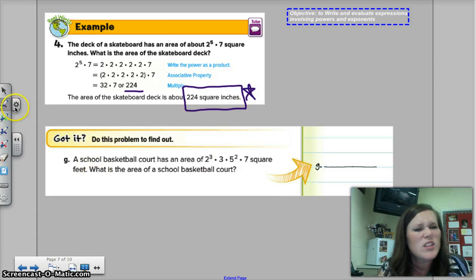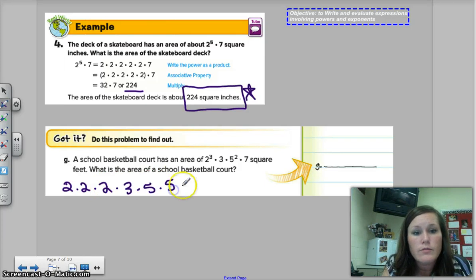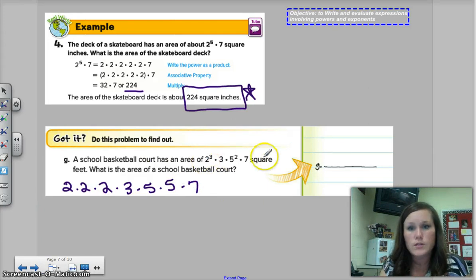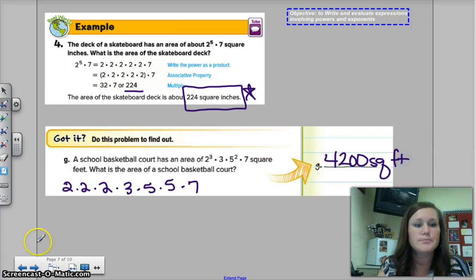Let's look at this example. We'll do it together. A school basketball court has an area of 2 to the 3rd times 3 times 5 squared times 7 square feet. What is the area? So we are going to show our work, 2 times 2 times 2, because 2 to the third means I'm multiplying 2 three times, times 3 times 5 times 5 times 7. Multiply all of those together, and I believe it's 4,200 square feet. Awesome. Area means square feet, so you have to have that correct label.